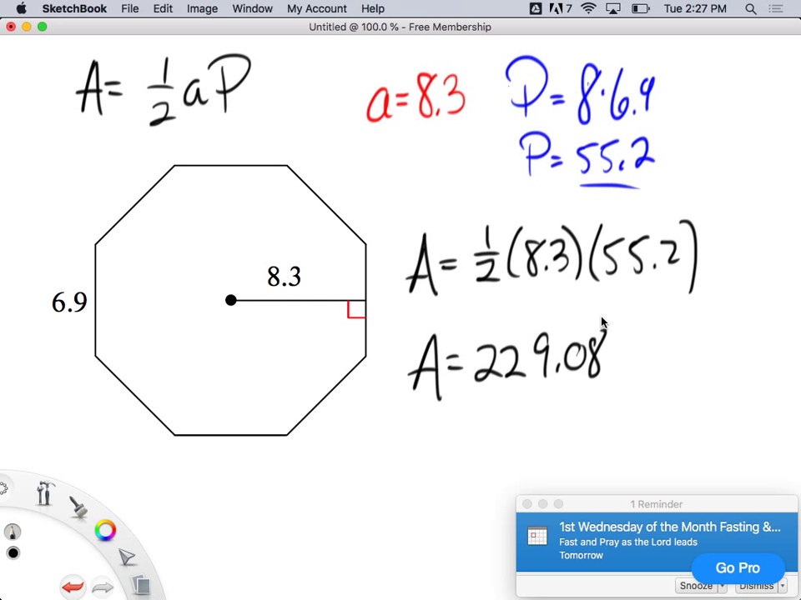Write this down real quick. The perimeter is 8 times 6.9. Wouldn't it be 8.3 times 6.9? No. It's just 8 because there are 8 sides. You're multiplying 6.9 by 8 because you have to go all around the shape.